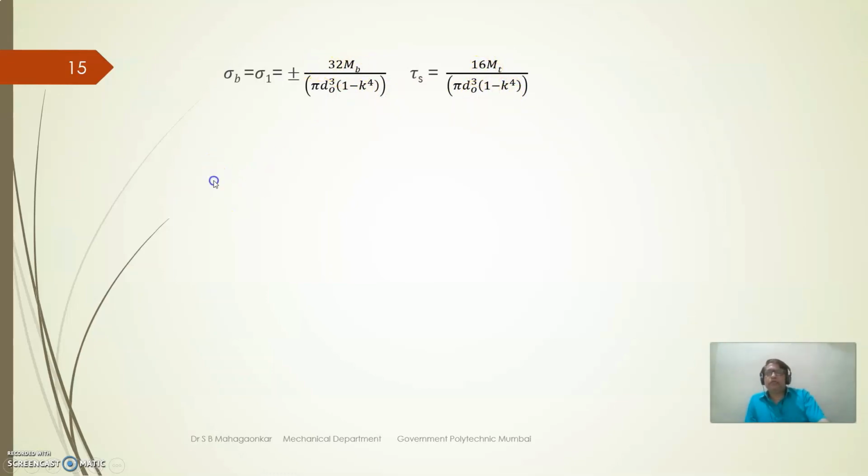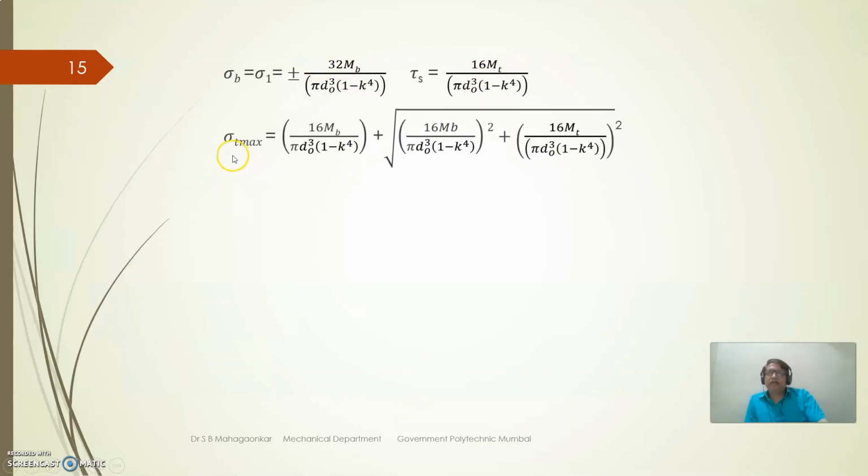So these values I have to put in the equation of sigma t maximum, sigma 1 upon 2. It is nothing but sigma b upon 2. Okay, you will get 16 by pi d naught cube into 1 minus k raised to 4. Here also it is the square of that. So you can take this out as a common factor, 16 by pi d naught cube into 1 minus k raised to 4, and the remaining value will be the bracket of mb plus under root mb square plus mt square.